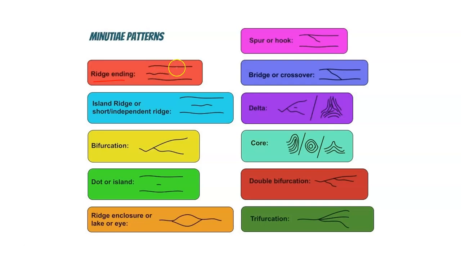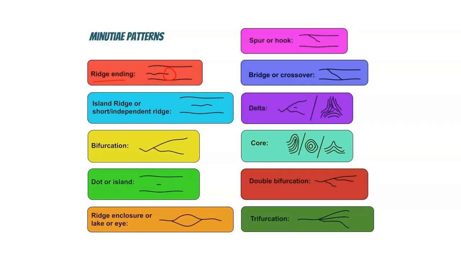If you have a particular line, those are the ridges, and if it ends and is not continuous, it would be considered a ridge ending. So for this particular minutiae pattern, this is the ridge ending they're referring to. Obviously, this would be a continuous ridge. This would be a continuous ridge. This ridge would be ending at that particular point anywhere within the fingerprint.